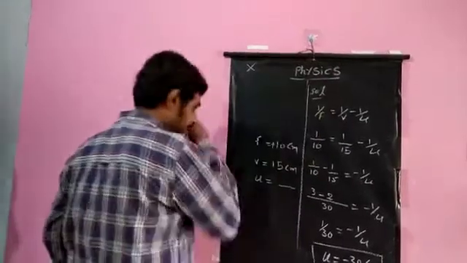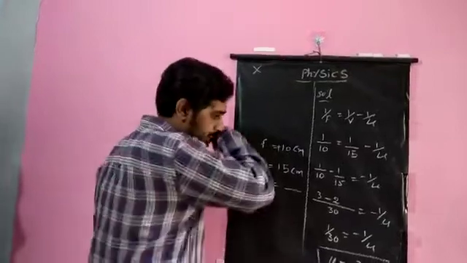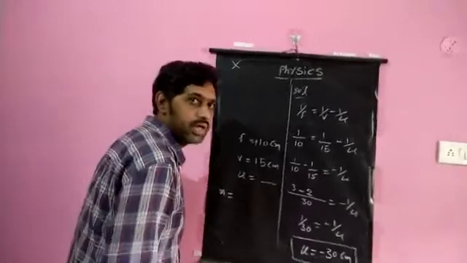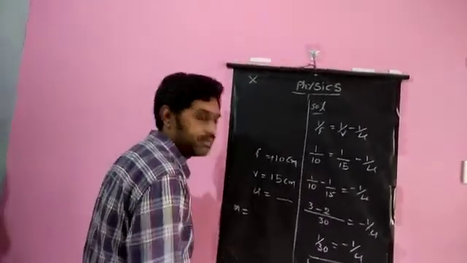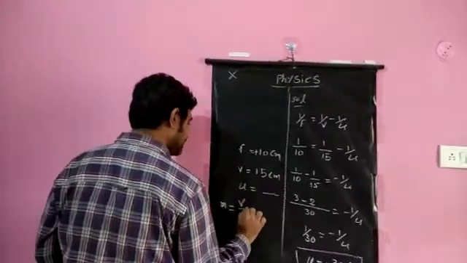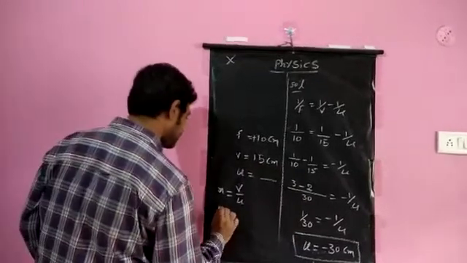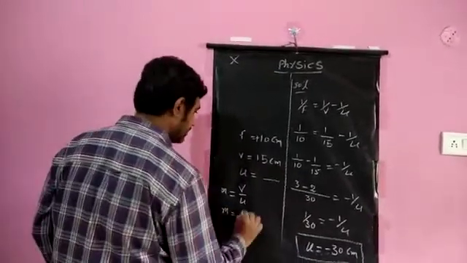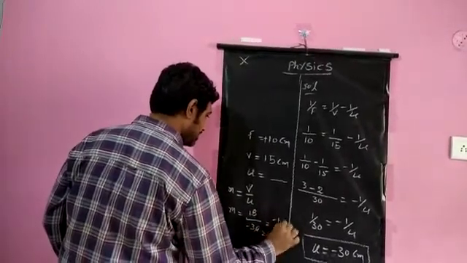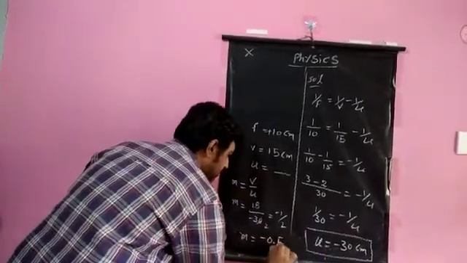For the magnification, the formula is height of the image by height of the object, but nothing about that is given. If something were given, we should have used h dash by h. But we don't know the height of the object, and he is not asking us to find the height of the image. So we use the formula of magnification for the lens, m equals v by u, because v is given and u we found. So this will be easy to find. Magnification, v is given as 15, u we got as minus 30. So minus 1 by 2 you will be getting. So magnification is minus 0.5.